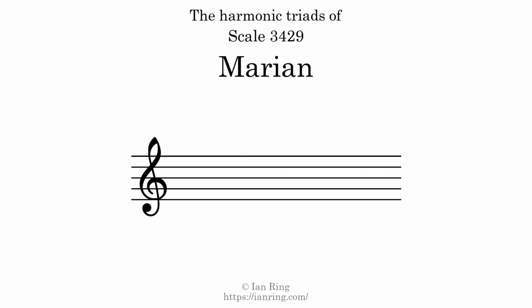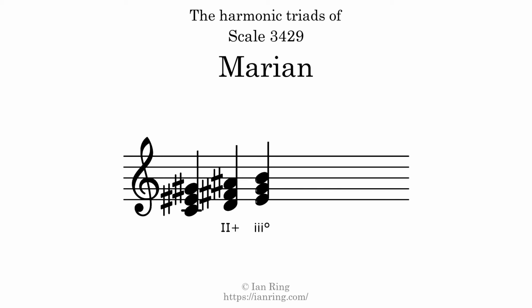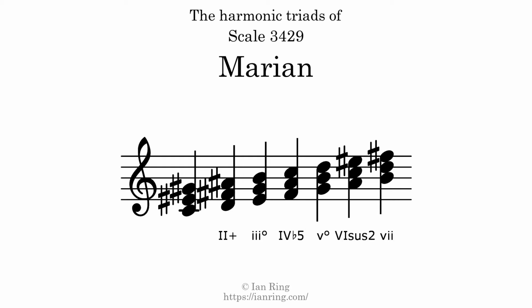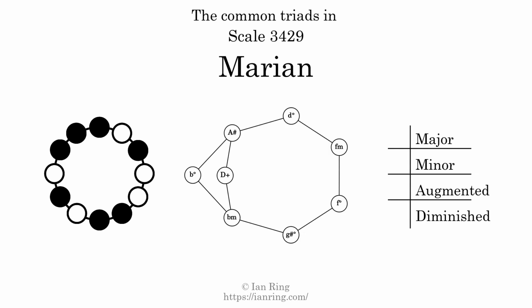1101011000101. Here are the harmonic triads present in this scale. Unnamed, augmented, diminished, major flat 5, diminished, sus2, minor. Here are the common triads present in this scale. The diagram in the center is a graph of parsimonious voice leading between triads.